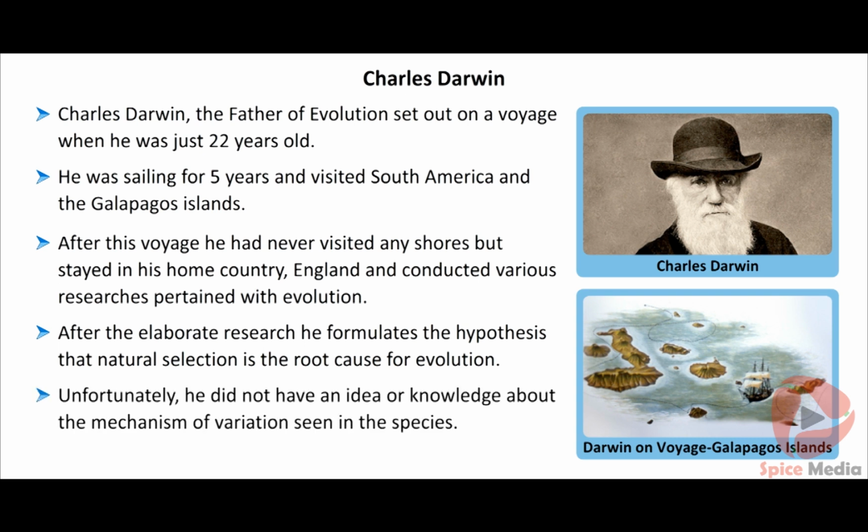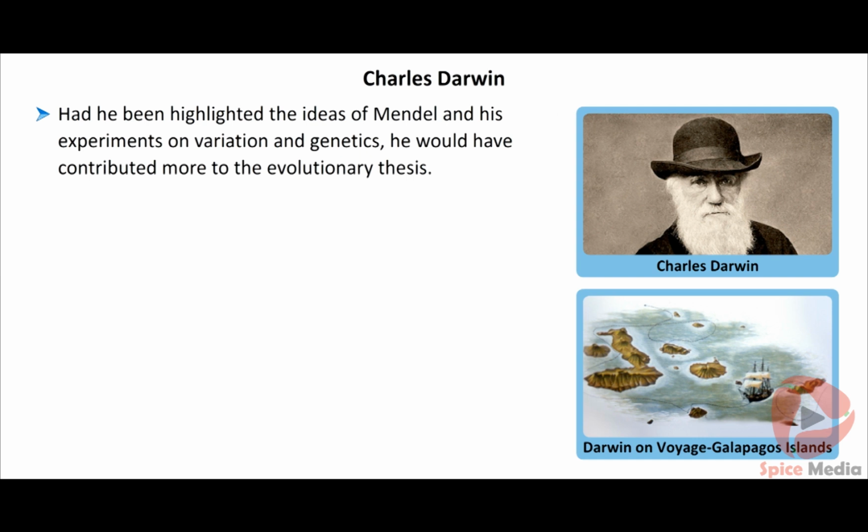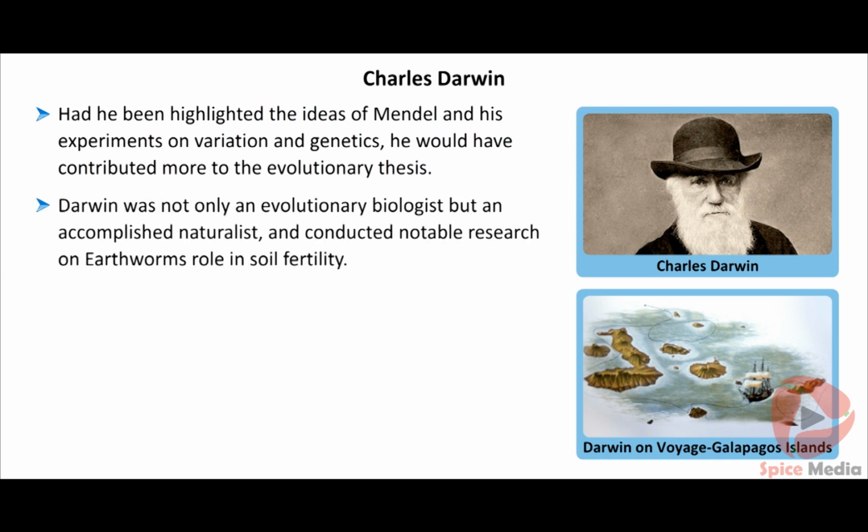Unfortunately, he did not have an idea or knowledge about the mechanism of variation seen in the species. Had he been exposed to the ideas of Mendel and his experiments on variation and genetics, he would have contributed more to the evolutionary thesis. Darwin was not only an evolutionary biologist but an accomplished naturalist, and conducted notable research on earthworms' role in soil fertility.